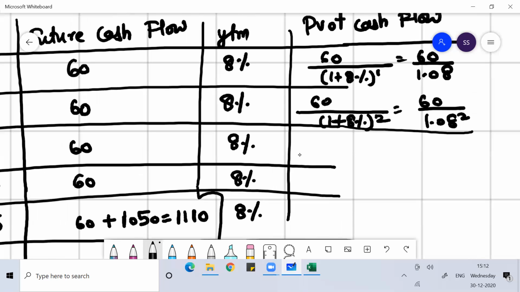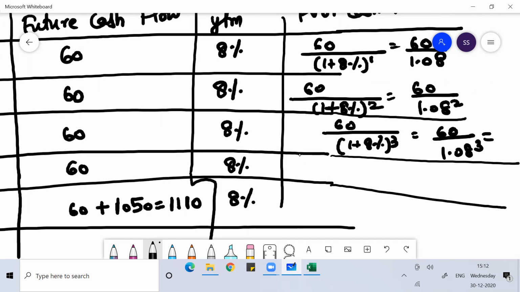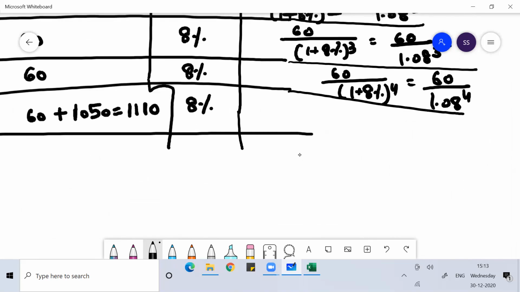Then similarly 60 divided by 1 plus 8% to the power 3, that is 60 divided by 1.08 cubed. Then 60 divided by 1 plus 8% to the power 4, meaning 60 divided by 1.08 to the power 4. Then here this is 1050 plus 60, that is 1110. So for year 5, this is 1110 divided by 1.08 to the power 5.